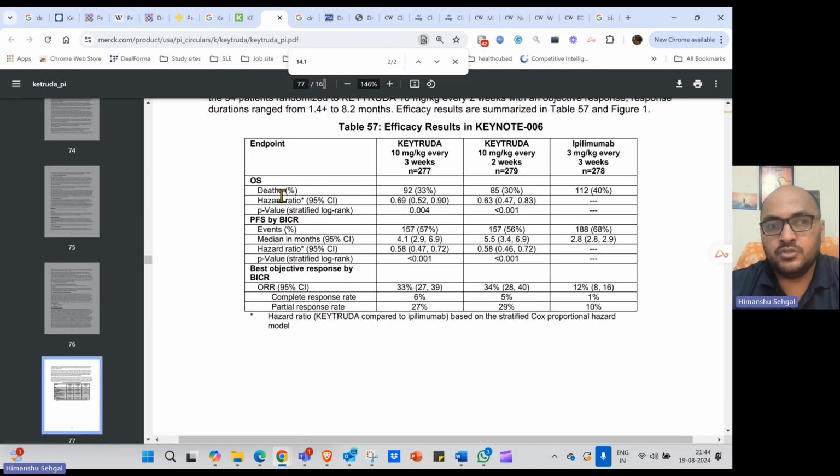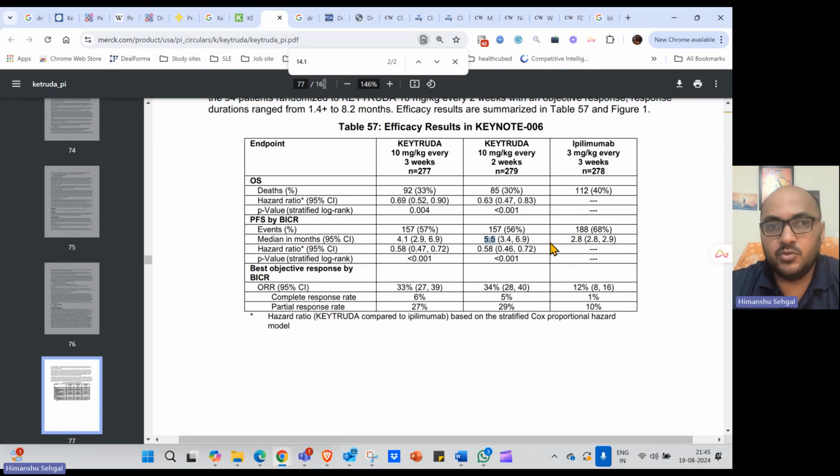So overall survival, so deaths were 92 at 10 mg every 3 week and every 2 week 85, and ipilimumab, it's given as a comparator, 112 deaths occurred out of 277 patients and 279 and 278. So you can see that then PFS events, and PFS median is 4.1 months, and in 10 mg every 2 week is 5.5 months, and ipilimumab it's 2.8.